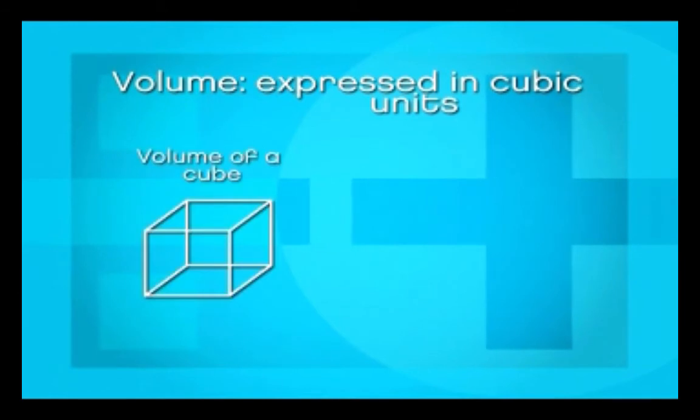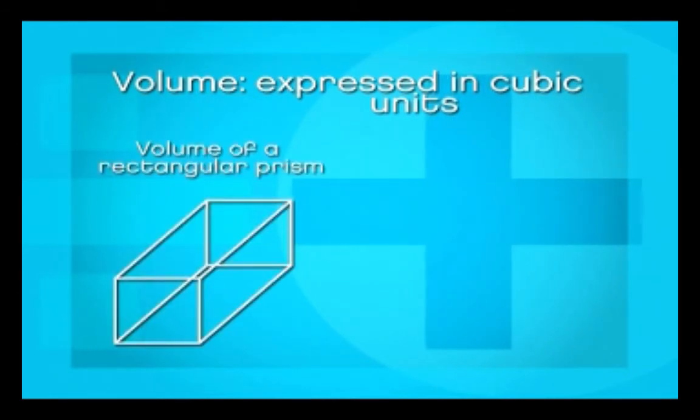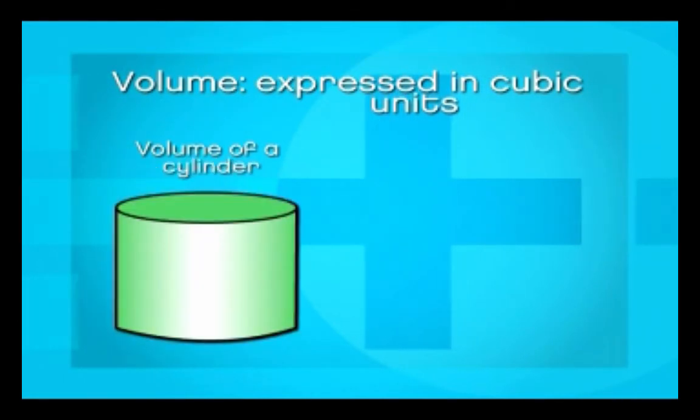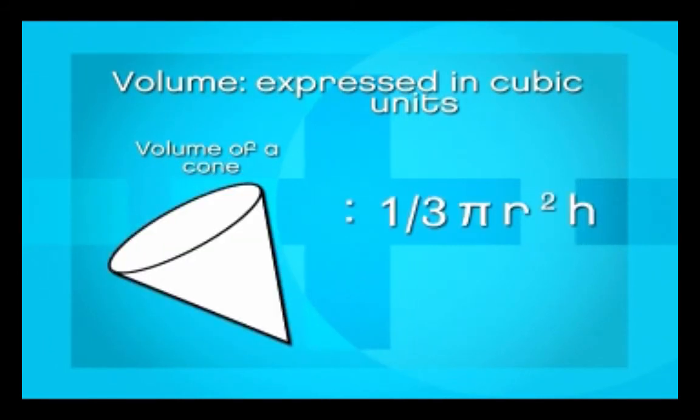Formulas. The volume of a cube is length times width times height. The volume of a rectangular prism is length times width times height. The volume of a cylinder is pi r squared h. The volume of a cone is 1/3 pi r squared h. That about does it. A good bit of geometry in just a little bit of time.